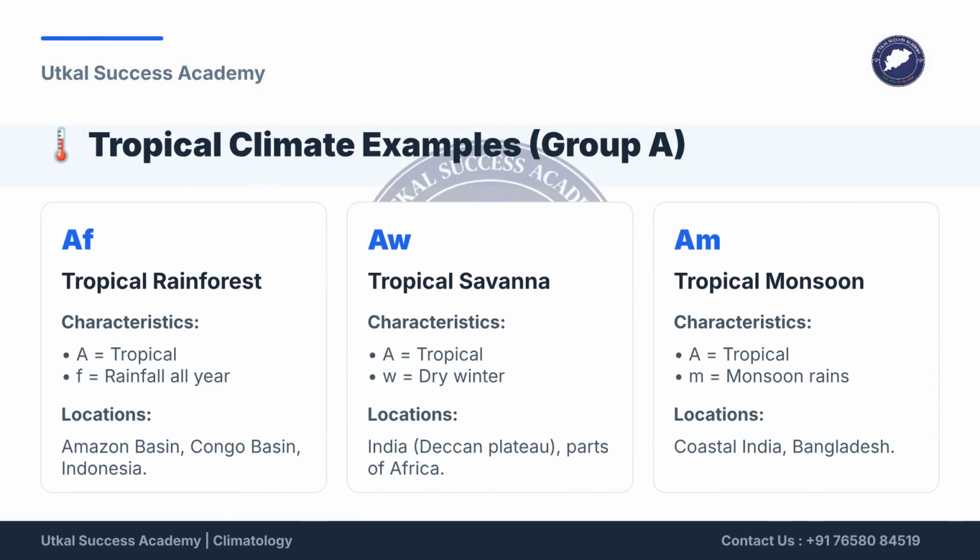Group A, tropical climates, includes AF, the tropical rainforest with year-round rain, found in the Amazon basin. AW is the tropical savanna, characterized by a dry winter, found in India's Deccan Plateau. AM is the tropical monsoon climate, with monsoon rains, seen in coastal India.